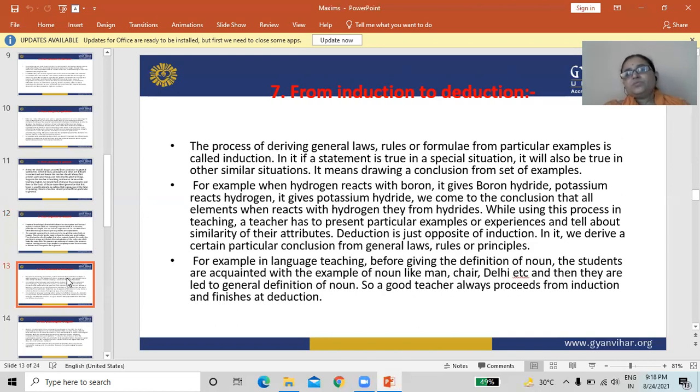From induction to deduction. The process of deriving general laws, rules, or formulas from particular examples is called induction. If a statement is true in a special situation, it will also be true in other similar situations. It means drawing a conclusion from a set of examples.